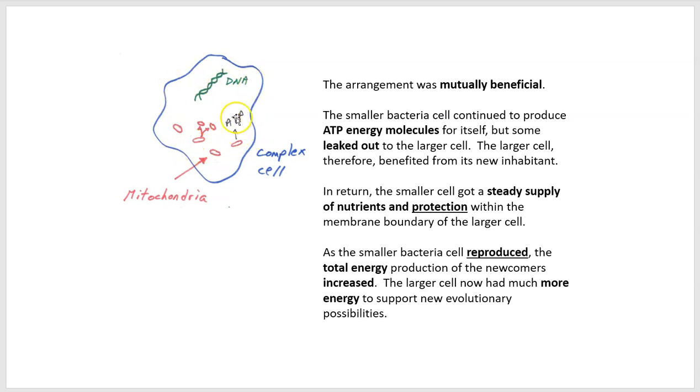So the big cell got a source of ATP, a very valuable energy molecule. Well, what about the small cell? What does it get in return? It gets protection. The big cell is, in a sense, protecting the smaller cell, and of course providing lots of simple nutrient molecules that the smaller cell would have needed as well. So to say it simply, the big cell benefited by getting ATP energy from the little cell, and the little cell benefited by getting protection and nutrients from the big cell.